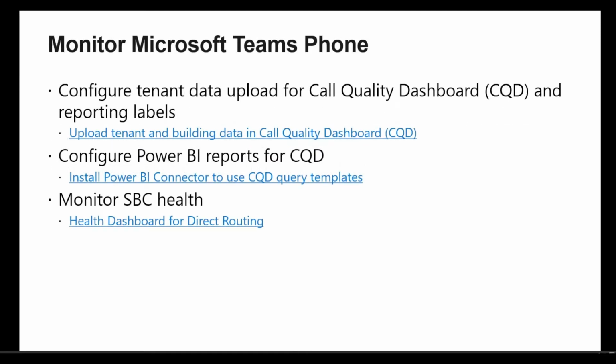Getting started with our first one here is monitor Microsoft Teams Phone. The first item up on the list is to configure tenant data upload for call quality dashboard and reporting labels. Hopefully everyone's familiar with this already. It is one of the key fundamentals to making sure that you're getting good call quality data that is usable and reportable to individuals who don't necessarily live and breathe by subnets of clients and need to understand a physical location and where that is in the world to relate the data.